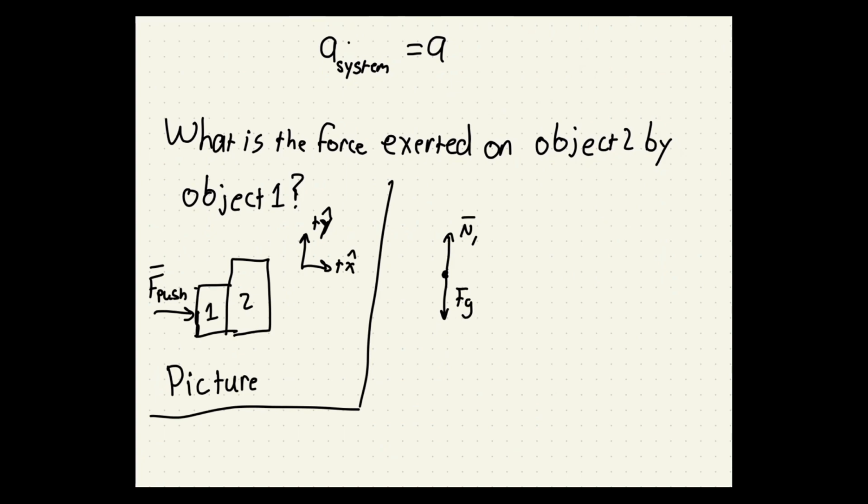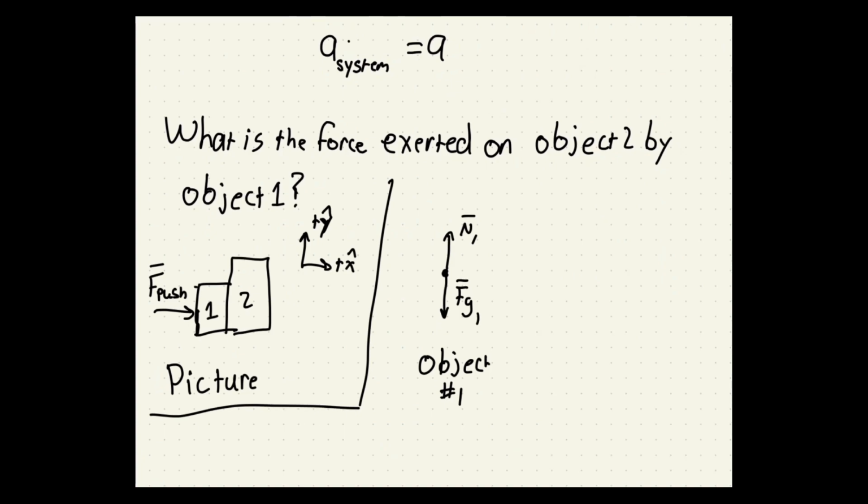So on my first object, object number 1, I have my normal force N1 and my force of gravity Fg1. I also have that push force right here, F push, in the positive x direction. Positive x, up, positive y. I'm drawing my coordinate system now so that we know what direction is positive and which one's negative. And I don't have a friction force, so I don't have to worry about anything pointed in the negative direction for object 1.